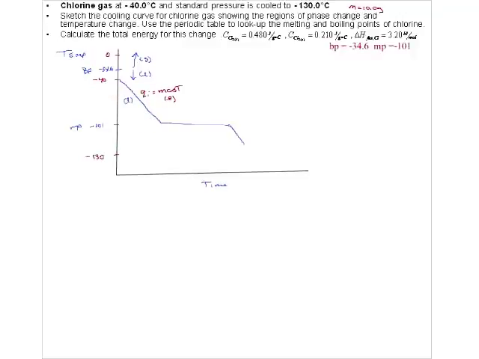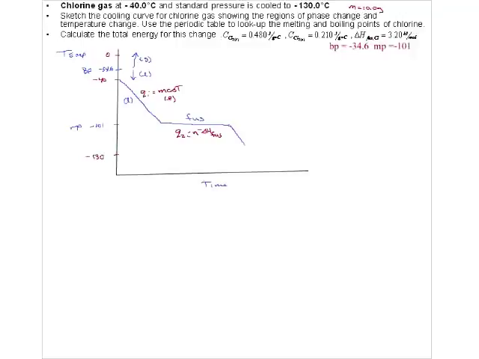So we got liquid chlorine there. What happens here is the phase change. We're seeing fusion of chlorine. That's not fusion of water. Fusion of water occurs at 100. That's the fusion of chlorine. So Q2 is going to be n delta H of fusion for chlorine, and that value was given to us up here, fusion of chlorine, 320.